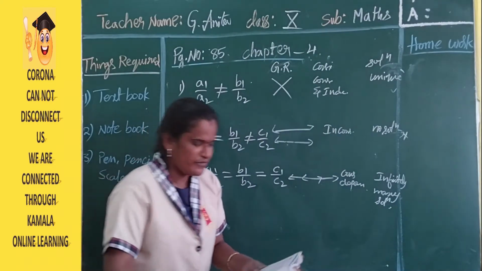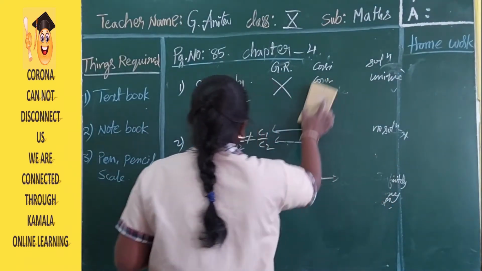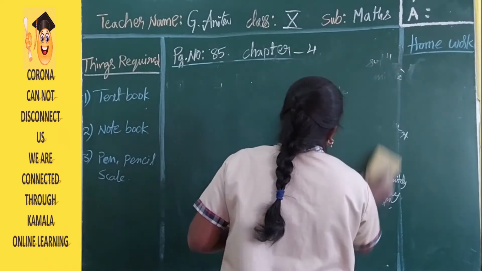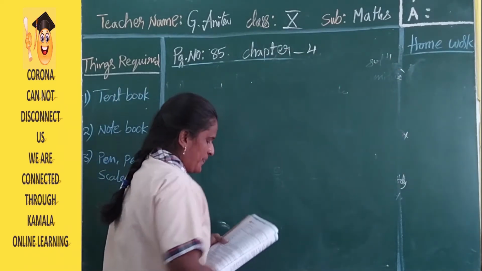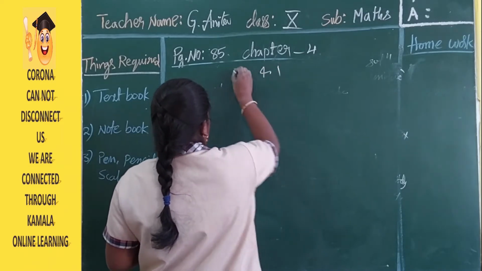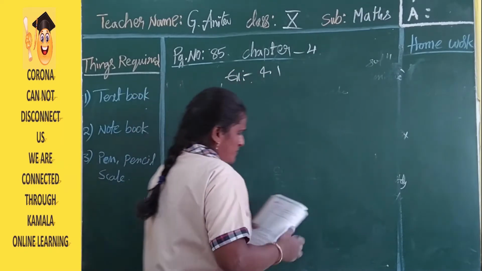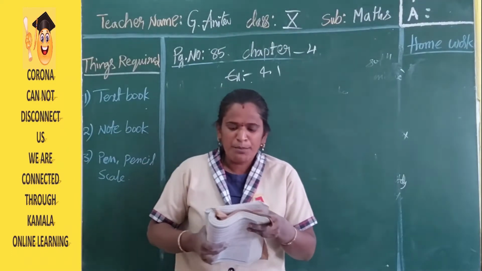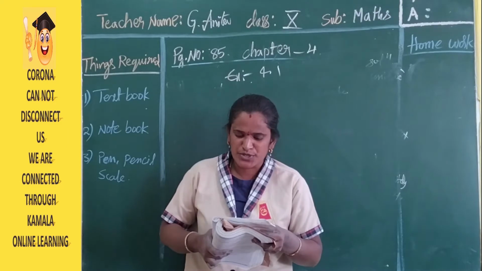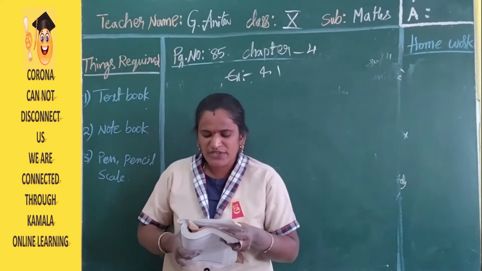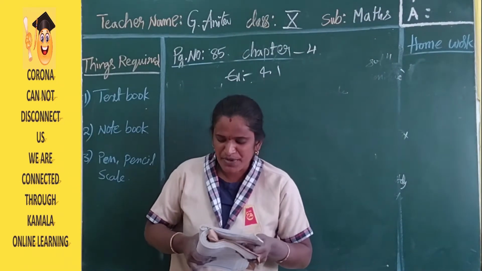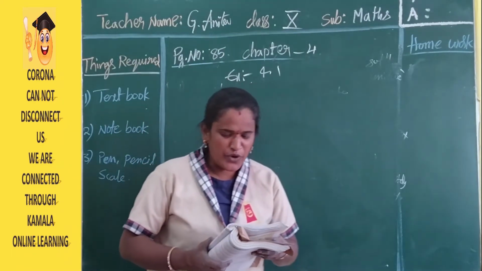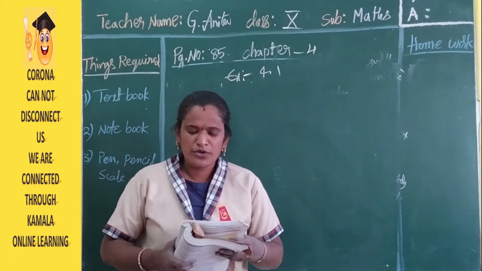In exercise 4.1, these points are most important. You have to remember. Exercise 4.1 first problem. Everyone look at your textbook, page number 90, exercise 4.1. Read the question. By comparing the ratios A1 by A2, B1 by B2, C1 by C2, state whether the lines represented by the following pairs of linear equations intersect at a point, or are parallel, or coincident.